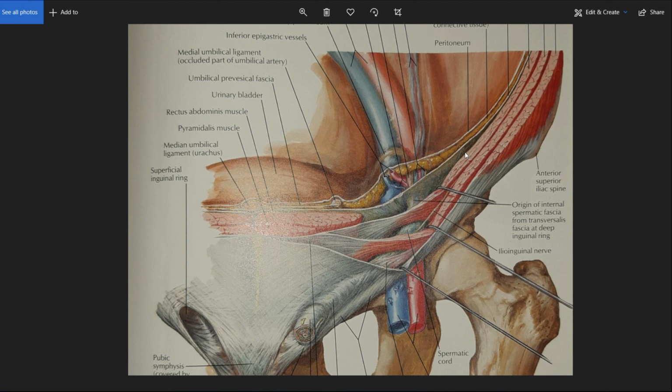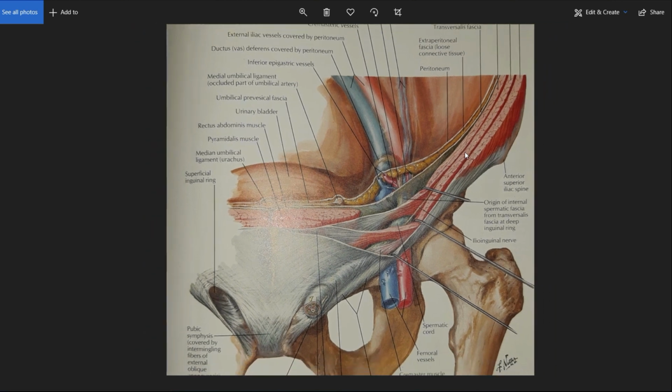All right. The first thing I would like all of you to appreciate is the layers of the anterolateral abdominal wall. Very quickly, please appreciate the layers. The very first layer that we see, this is the external oblique muscle. Undoubtedly the external oblique muscle. Then this is the internal oblique muscle. Look carefully at the mouse pointer.